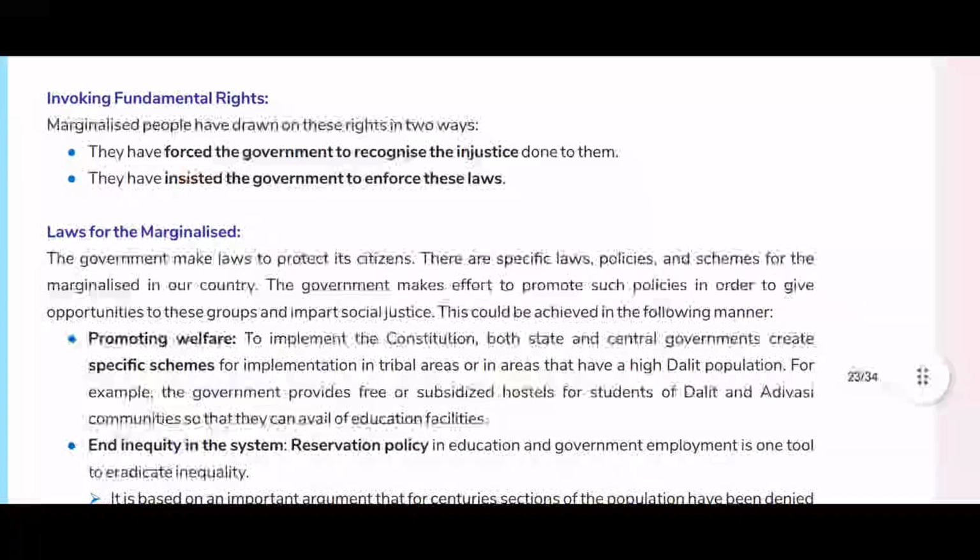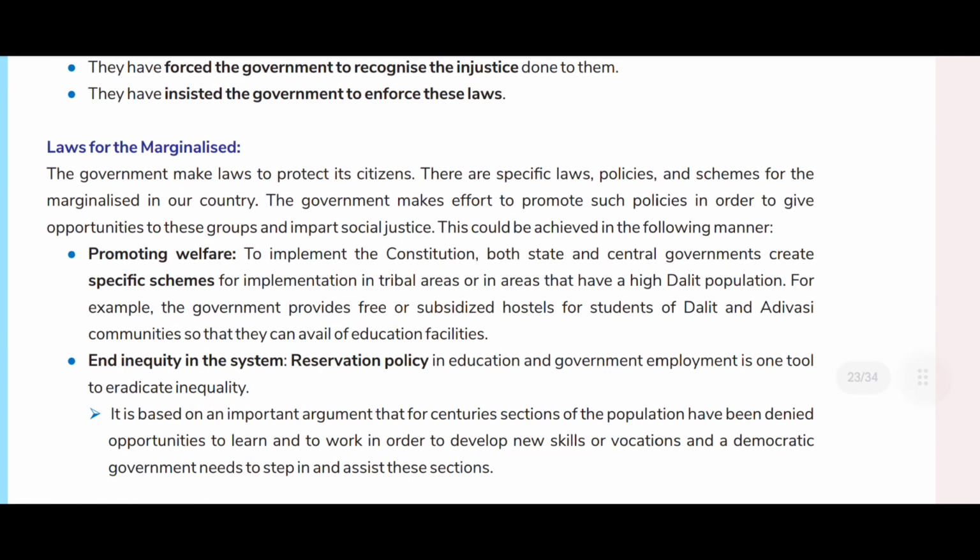Laws for the marginalized. The government makes laws to protect its citizens. There are specific laws, policies, and schemes for the marginalized in our country. The government makes efforts to promote such policies in order to give opportunities to these groups and impart social justice. This could be achieved in the following manner.